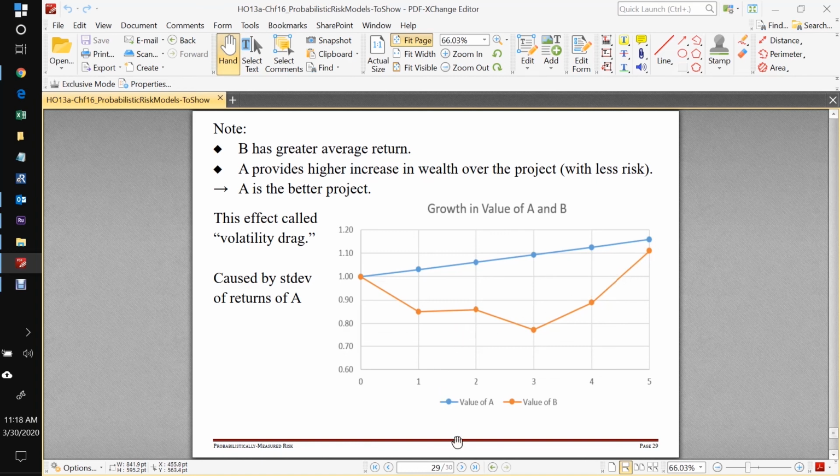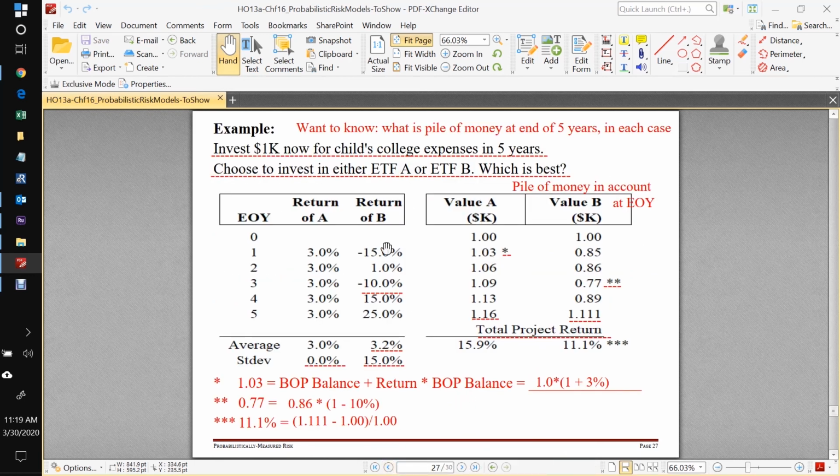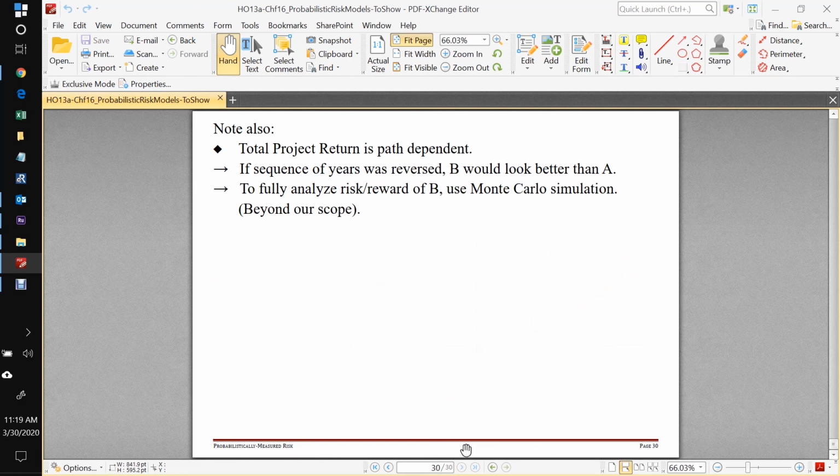And so the other thing that's interesting about this is that this is path dependent. If we ran this test again and the order of the years happened to be reversed here, if we started with two very strong years for B, then it would have turned out that B did better than A. But of course, because we can't predict the future, we don't know when our volatile returns are going to be high on the upside or high on the downside. We certainly can't count on that. So figuring that out carefully is done with what's called Monte Carlo simulation, which is beyond our scope. So I think we'll just leave it there.